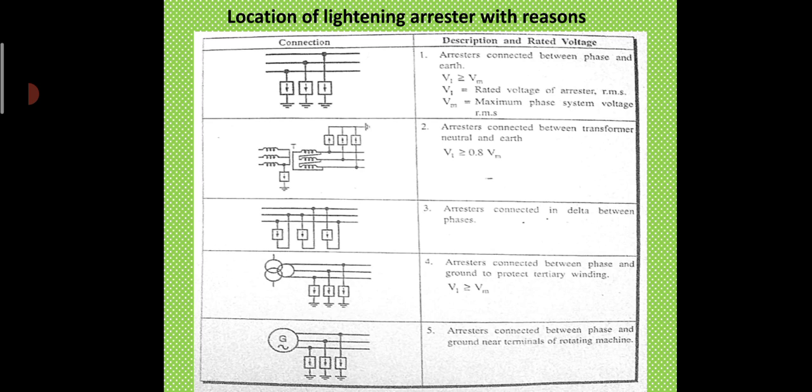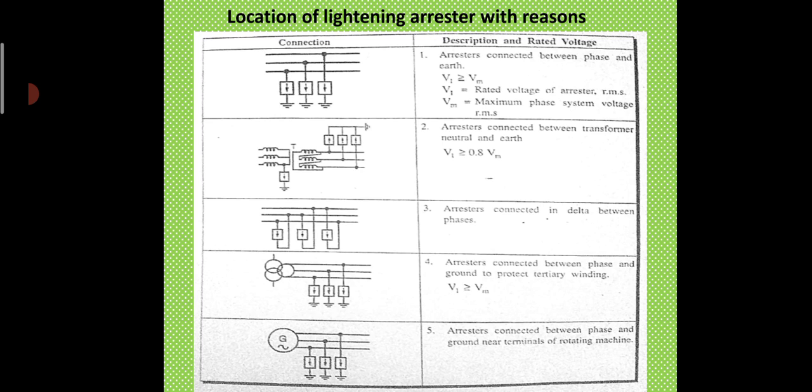Now, locations of lightning arrestors with reasons. The lightning arrestors are installed in the following locations. First, surge arrestors are connected to the incoming lines at the substation, protecting against the traveling waves on the line due to lightning. It discharges lightning overvoltage and switching overvoltage to the earth. Surge arrestors or lightning arrestors are also connected to the bus bar of the substation to protect the bus zone from direct lightning shock. Near terminals on HV sides of each transformer between phase and earth.